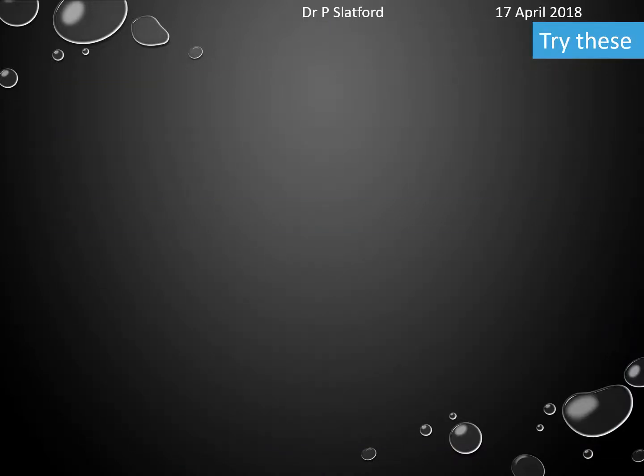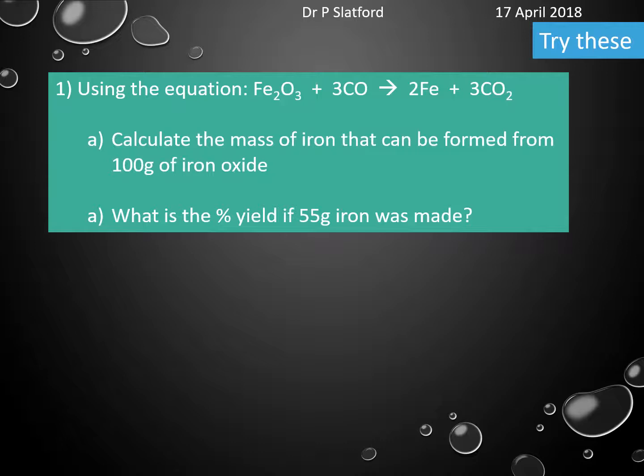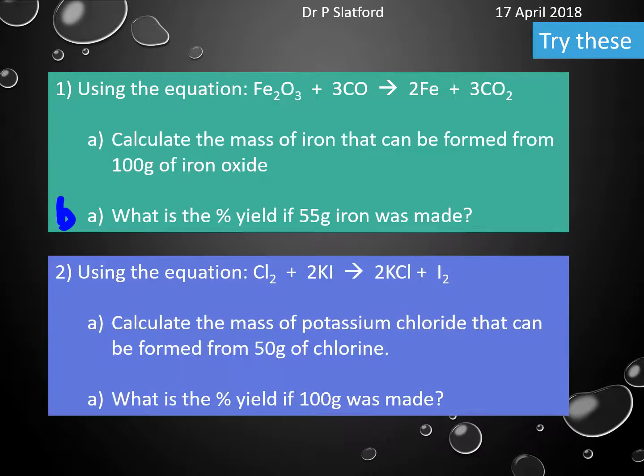Okay, so it's your turn to try some of these. Using the equation here, I've got some iron oxide reacting with some carbon monoxide, and I'm going to make iron and carbon dioxide. Part A, calculate the mass of iron that can be formed from 100 grams of iron oxide. And part B, what is the percentage yield if 55 grams of iron was made? Okay, question 2 then.